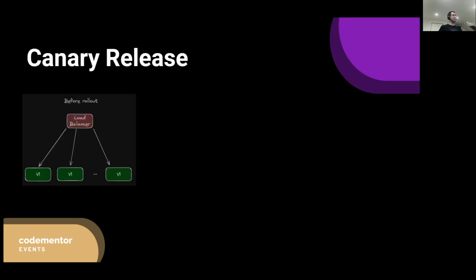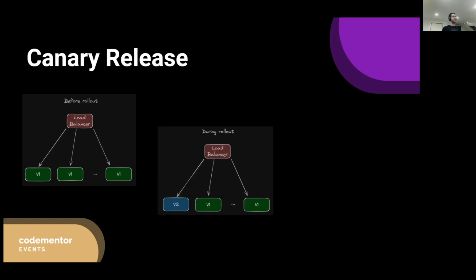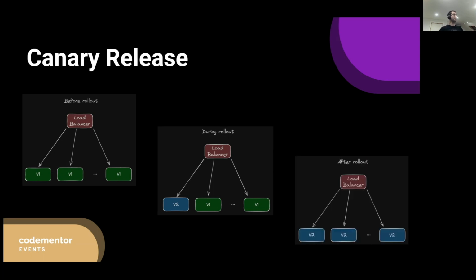So how does it happen? Before the rollout, we have, let's say, a load balancer with a few containers. And during the rollout, you change the version of one of the containers and put V2 there, for example. And you monitor it, you check that everything is all right, again, based on the metrics, based on the monitoring that are in place. And after the rollout, everything would look like this. So V2 is there.